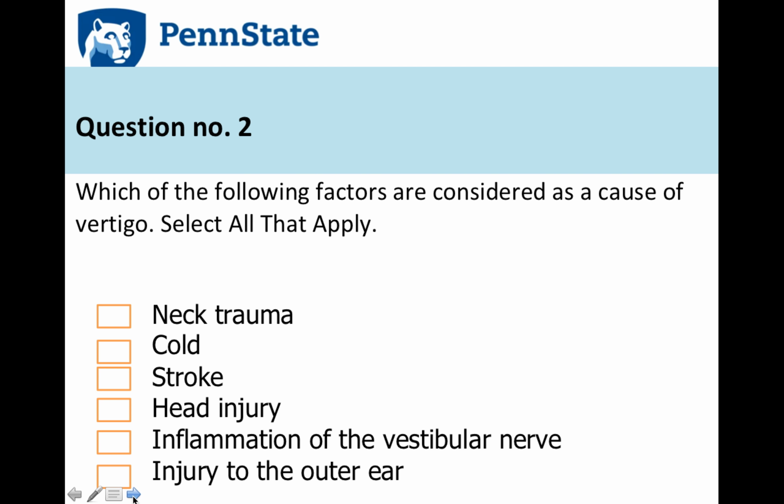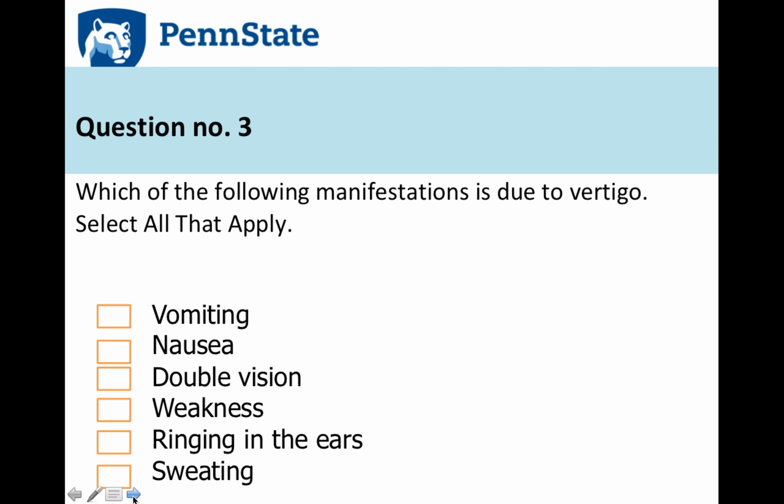Which of the following factors are considered as a cause for vertigo? Select all that apply. Neck trauma, yes, it is a risk factor. Cold, yes. Stroke, yes. Head injury, yes. Inflammation of the vestibular nerve, yes. Injury to the outer ear, no. Meniere's is actually caused by injury to the inner ear.